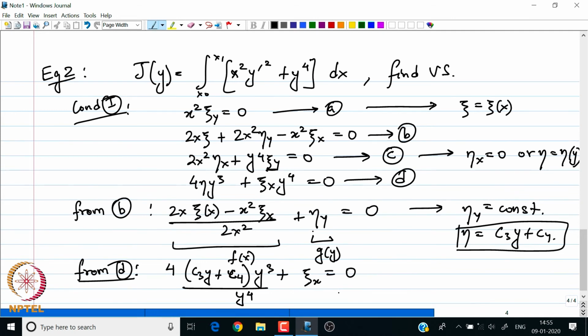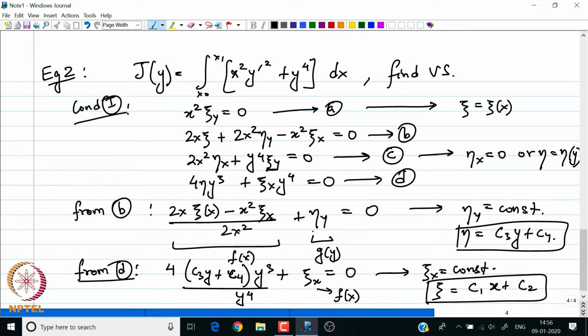This is equal to 0. Notice that now again we have a purely a function of y on the left hand side. This is equated to xi x. So xi is a function of x, and this is equated to negative of a function of y. So from here I get xi x is again a constant, which means I can find that my xi is a straight line, C1 x plus C2. So, I have found my variational symmetry in terms of a family of 4 constants, but let us see what happens.